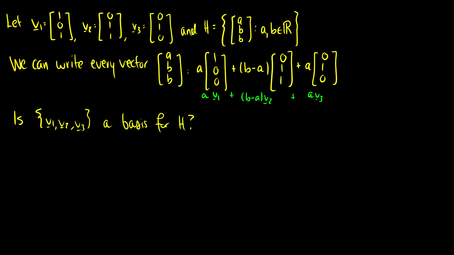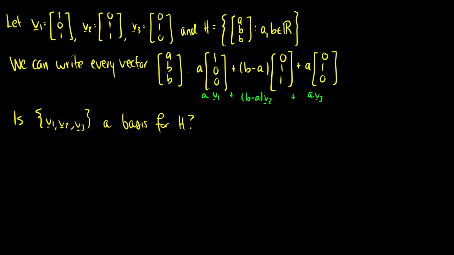Okay, next question. We have 3 vectors, v1, v2, and v3. We have 1, 0, 1, 0, 1, 1, and 0, 1, 0. And h is going to equal the set of vectors that are of the form a, b, b. So essentially, the first entry is a number, doesn't matter what it is, but the second and third entries are always going to be equal to each other.